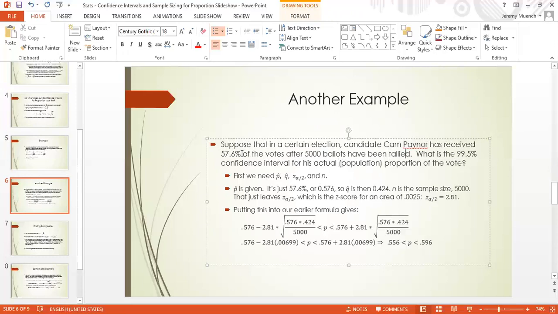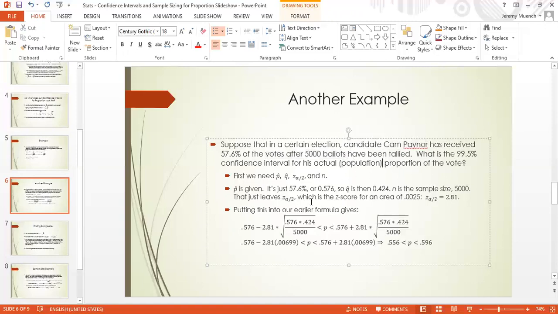P hat, well, 57.6% or 0.576 if you want to put it as a decimal, which we eventually need to do. If p hat's 0.576, then q hat's 0.424. It's what's left over. n remains the sample size, 5,000 ballots.